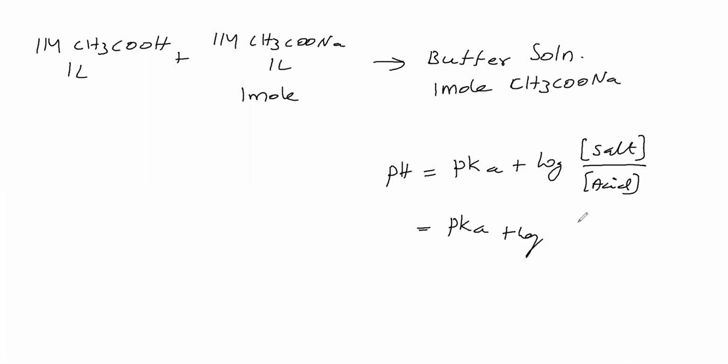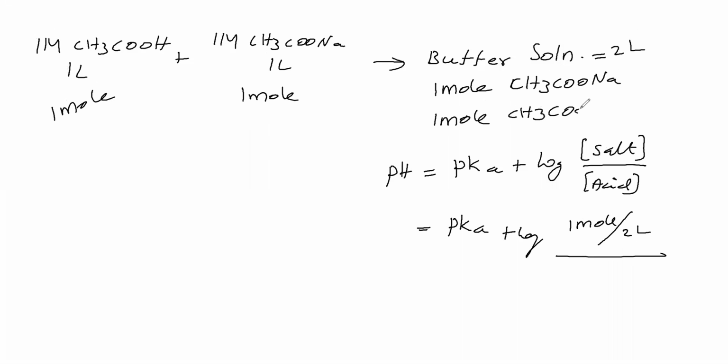That 1 mole we will substitute. 1 mole of sodium acetate by volume of solution we will substitute, because it is concentration. Here 1 liter, here 1 liter. Therefore, volume of solution is 2 liter. That 2 liter we will substitute. Then acid we have to substitute. Here this 1 molar, this 1 liter we will multiply. We will get 1 mole of acetic acid. So, in the buffer solution, 1 mole of acetic acid is present, that we will substitute, and the volume of buffer solution is 2 liter, that we will substitute.